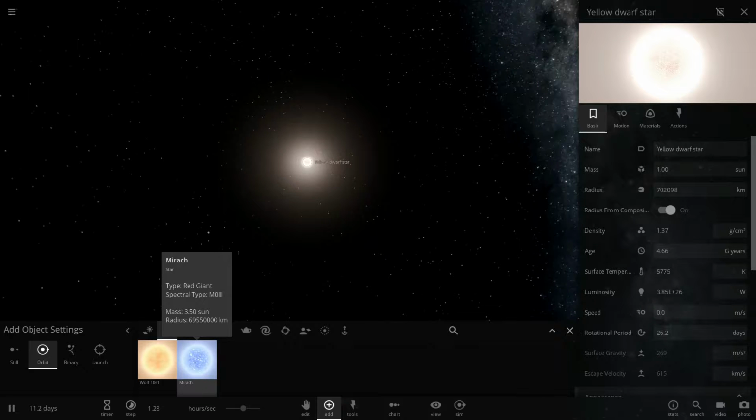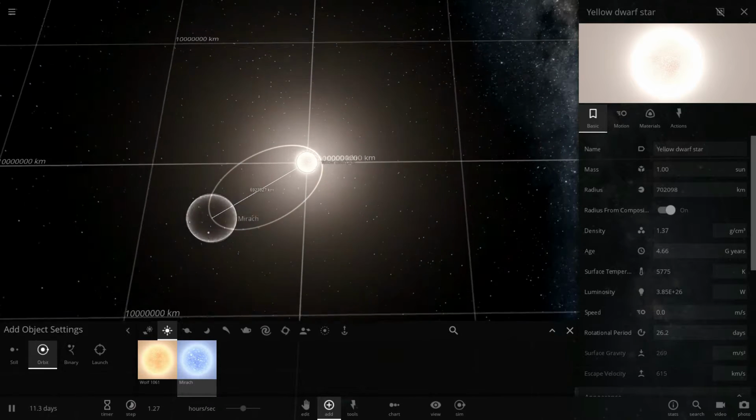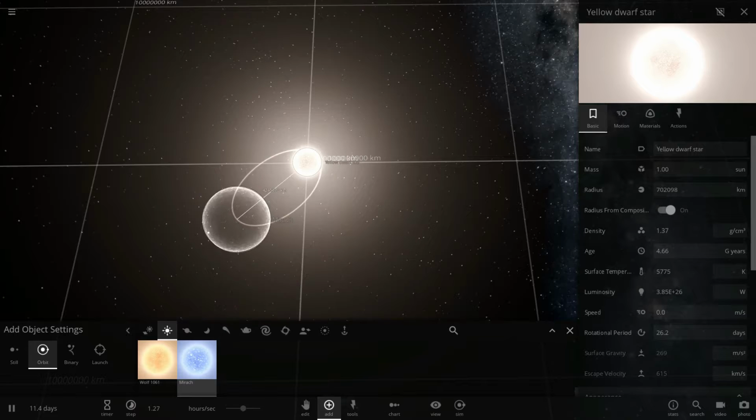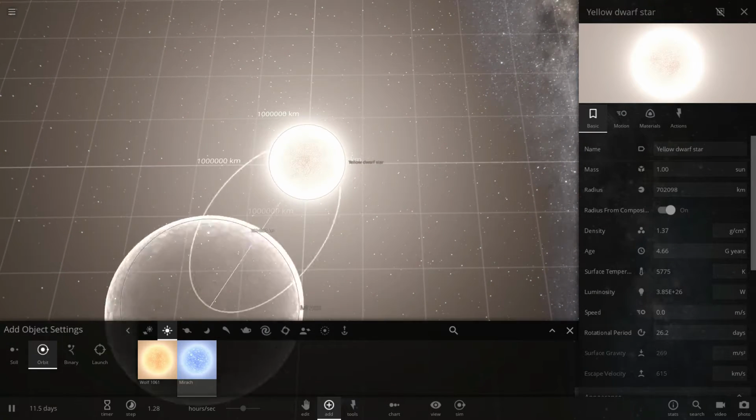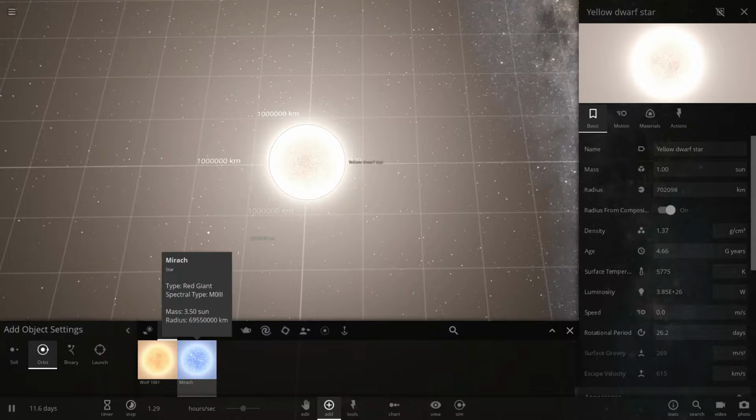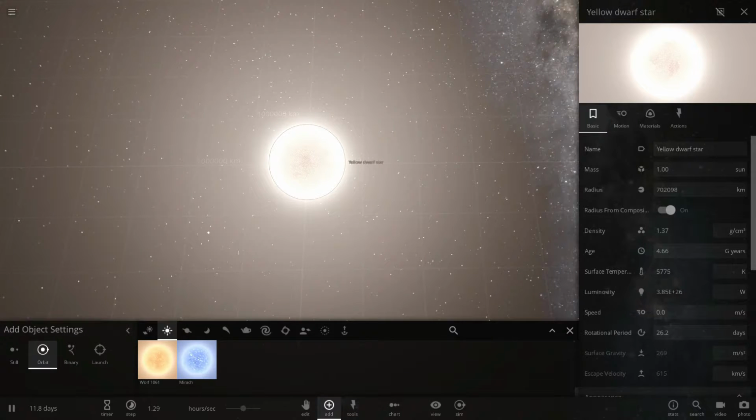What's that? Red giant? How is that a red giant? That's not a red giant, seriously. Okay.